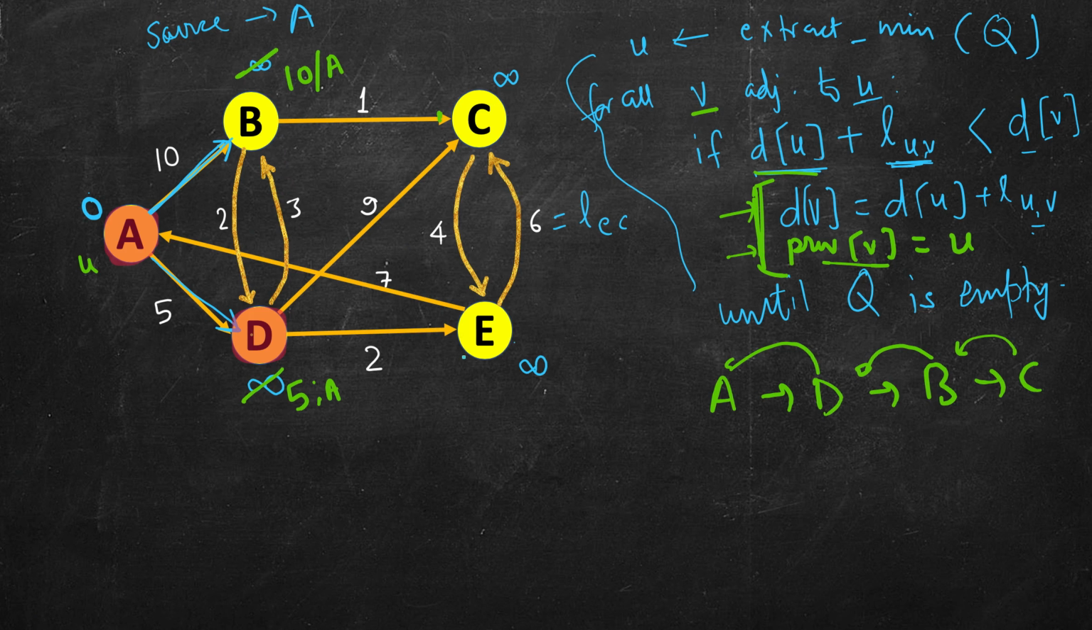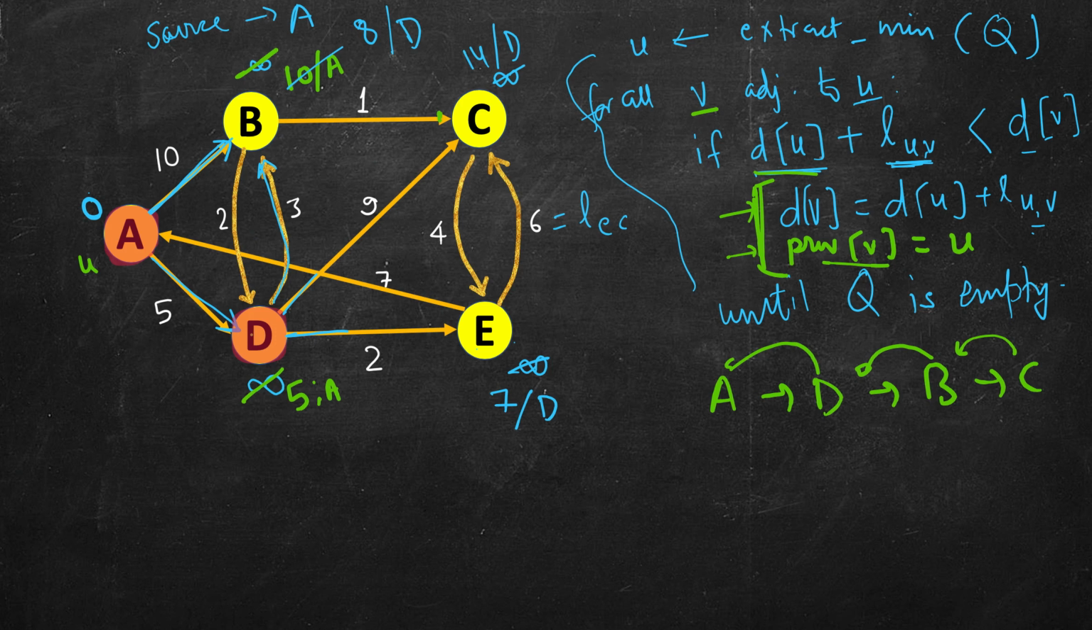So its neighbors are E. So its level is 5. 5 plus 2 is 7, which is better than infinity. So 7, and its previous is D. And the next neighbor is C. So it's 5 plus 9 is 14, which is better than infinity. And the other neighbor is B. So this one. So it's 5 plus 3, 8, which is better than 10. So we update it. So it's 8 now. And its previous changes to D.